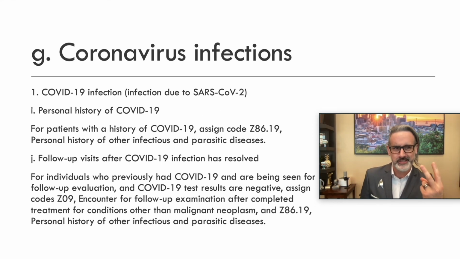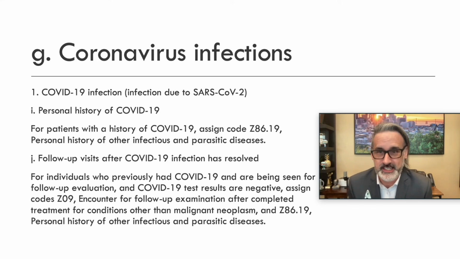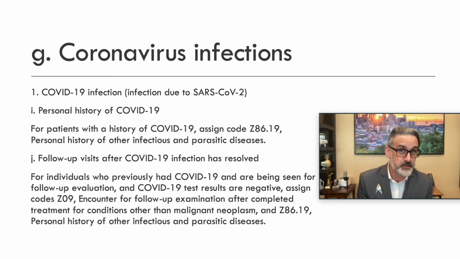Two more parts in COVID-19, then we're done with this section. So, personal history of COVID-19. For patients with a history of COVID-19, assign code Z86.19, personal history of other infectious and parasitic diseases. So again, there's no separate code for personal history of COVID-19. They just group it together with the personal history of other infectious and parasitic diseases in the Z86.19 code.